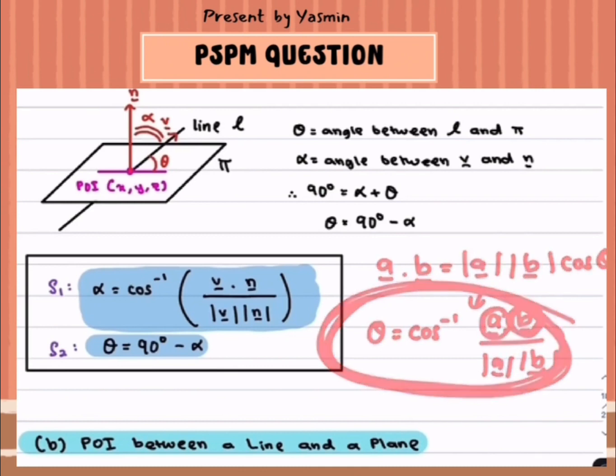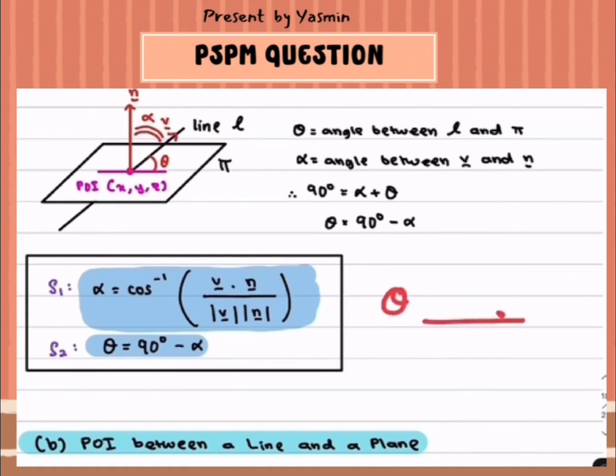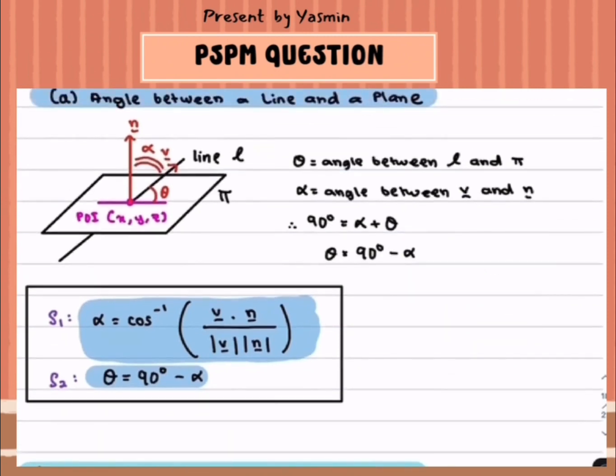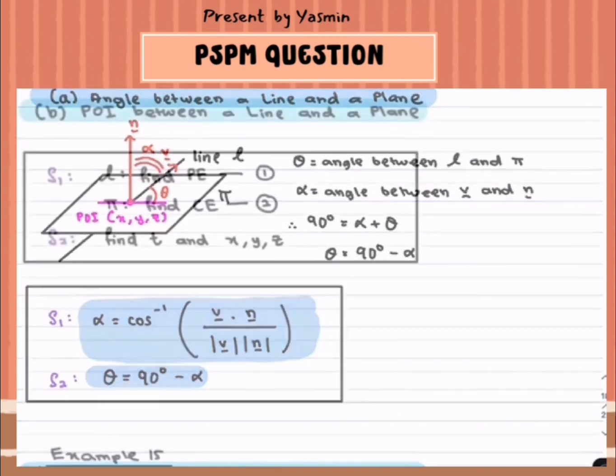Which is vector A and vector B. So the angle theta is between vectors A and B. The angle is for vectors. That's why for this formula, we need to use the vector V and N. And we know that between the vector V and vector N, we have the angle alpha. That's why we can use the dot product to find the angle alpha. And we're going to use this alpha next to find the angle theta that we want, which is the angle between line and plane.